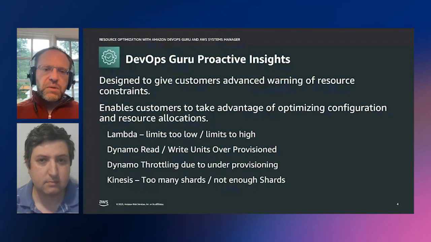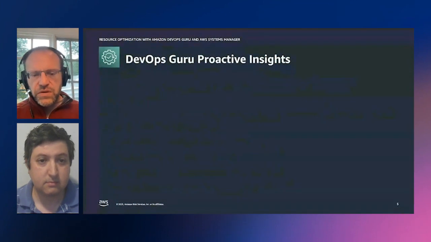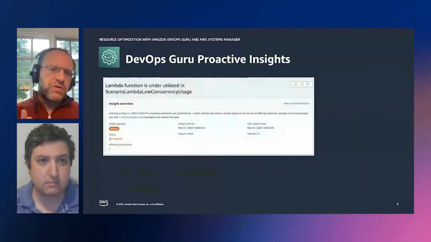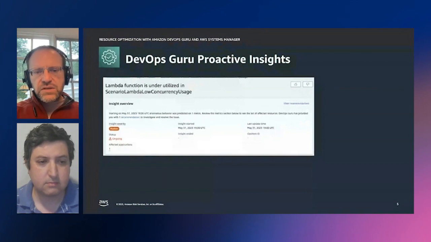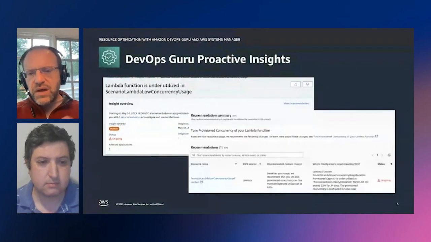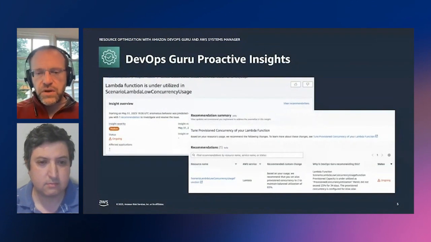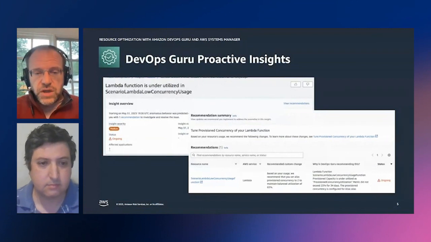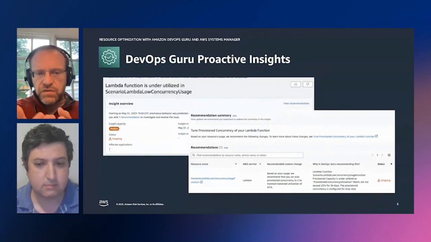And so when we think about proactive insights, here's an example. From within the DevOps Guru console, you might get an insight like this: Lambda functions underutilized. When you click on where it says recommendation there, you dive into the details. Within the details, it says, based on your usage, we recommend you set provisioned concurrency to 2 to maintain a balanced utilization of 65%. Basically, the customer is over-provisioned here. And if I were to click on the link under resource name, it would take me to the very specific resource, and I could modify the configuration.